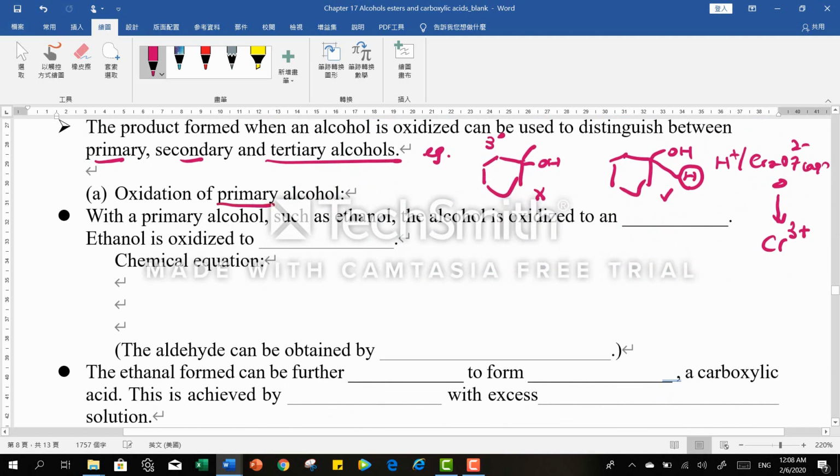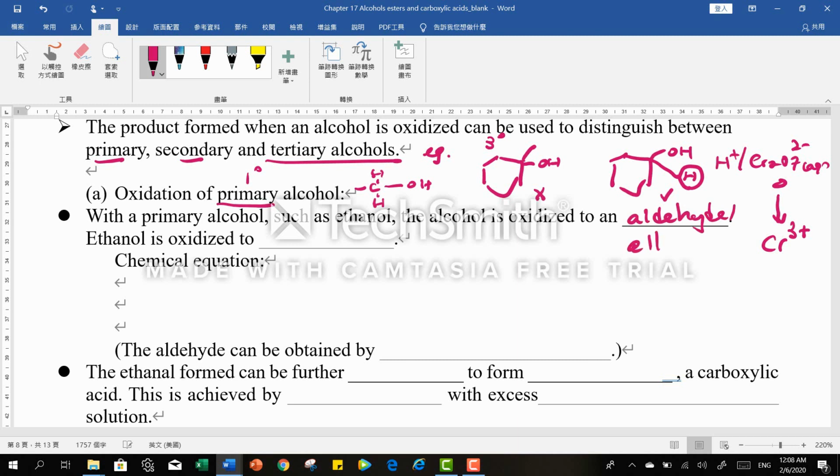Oxidation of primary alcohol, which means the carbon has 2 hydrogens together with OH, right? When a primary alcohol is oxidized, the intermediate is an aldehyde, or you can call it alkanal. Now, ethanol is oxidized to ethanal.